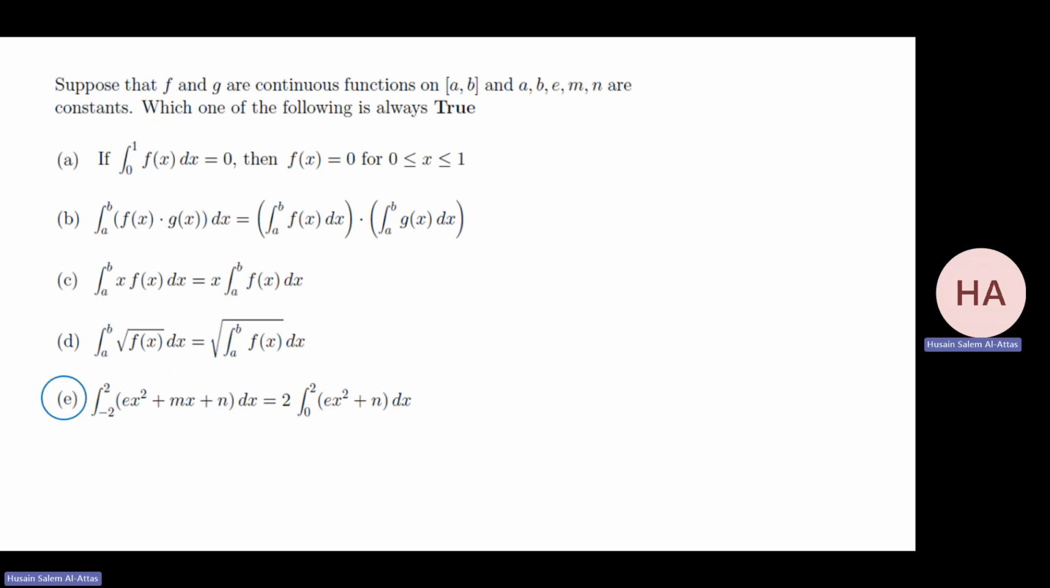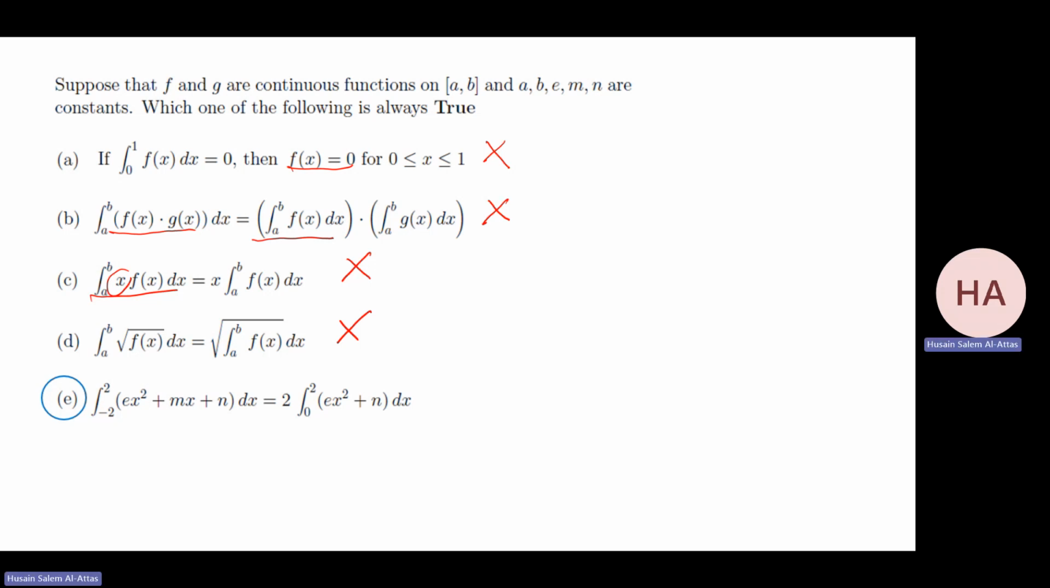Let me do these 2 problems, then I will stop. Okay. If the integral is 0, it doesn't mean the function is 0. We know that. So this is wrong. Product, you cannot distribute the integrals with the product. You can find this. The same thing. You cannot take x outside. You cannot take x as a function. You cannot take the square root. This is true. Why this is true?